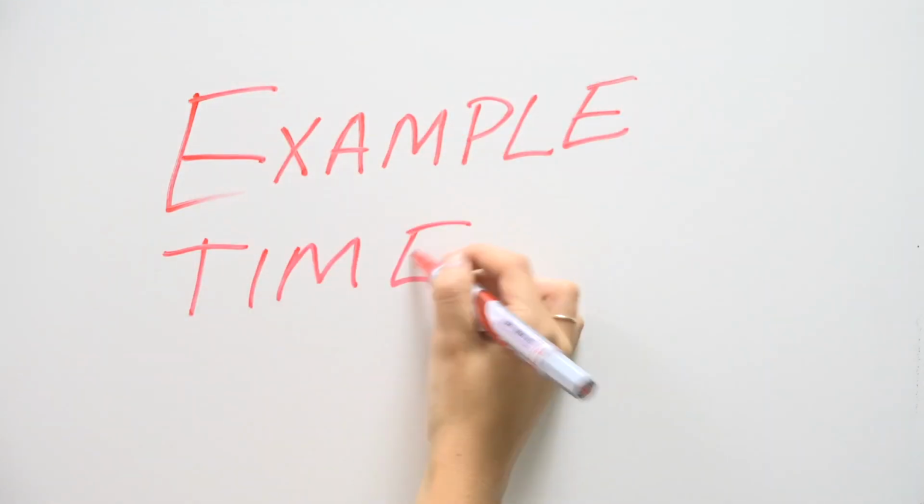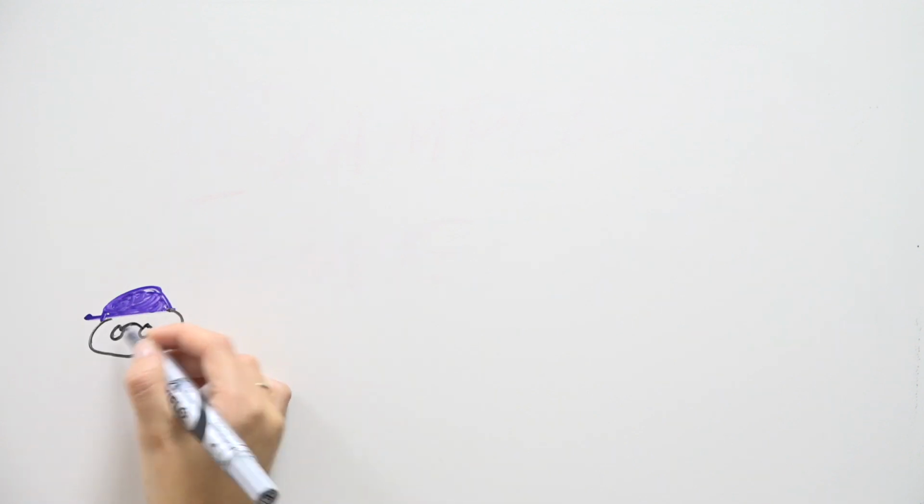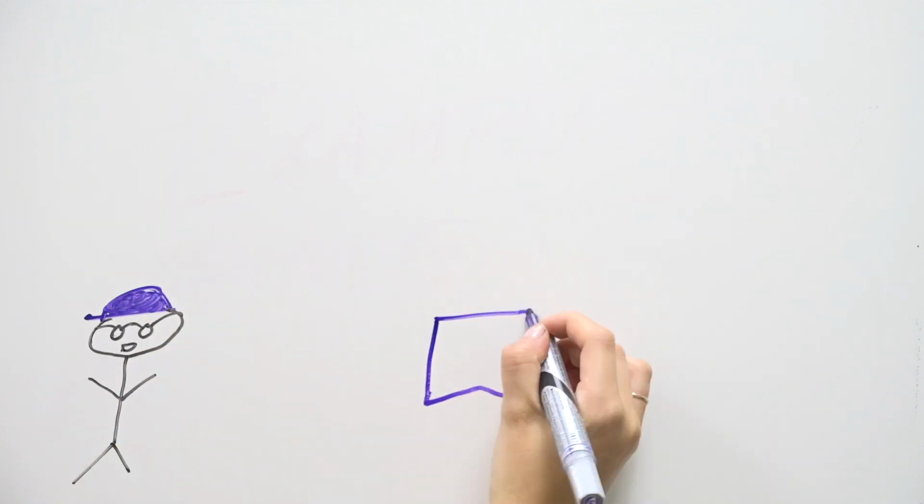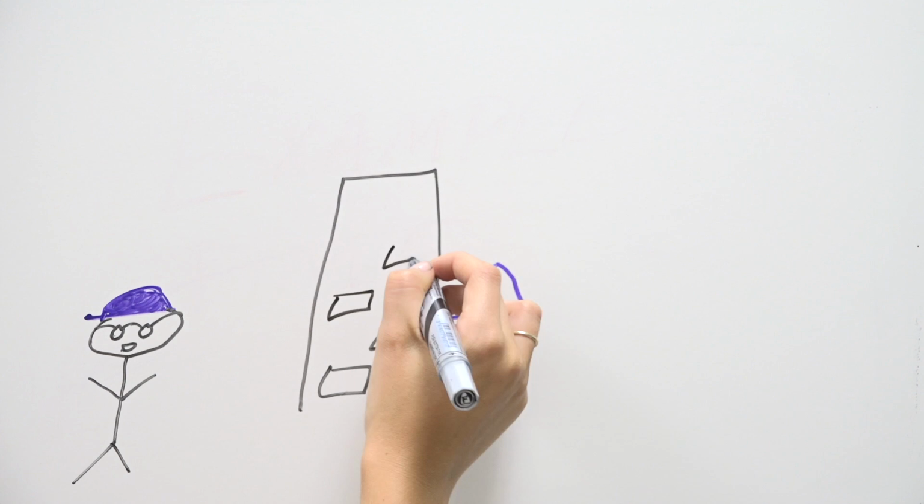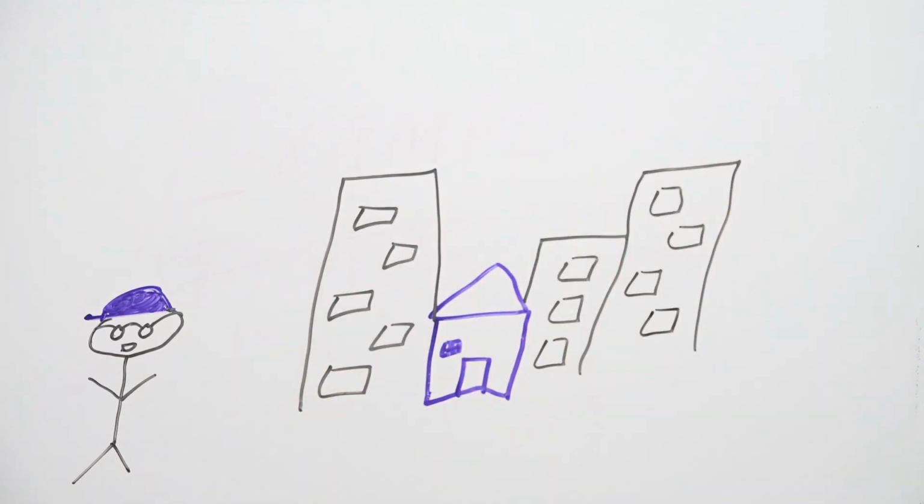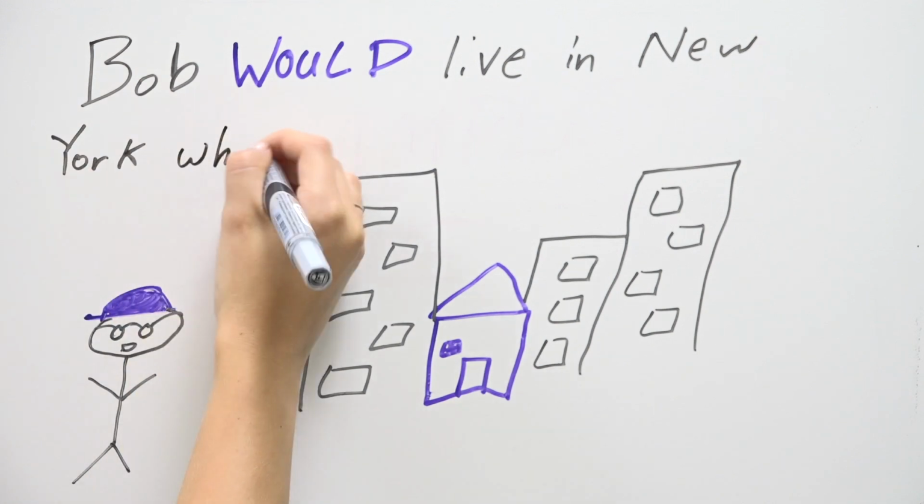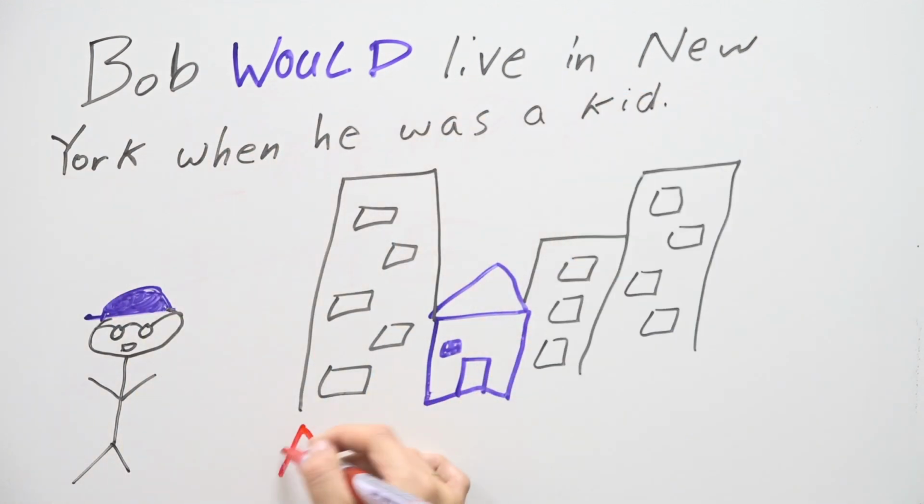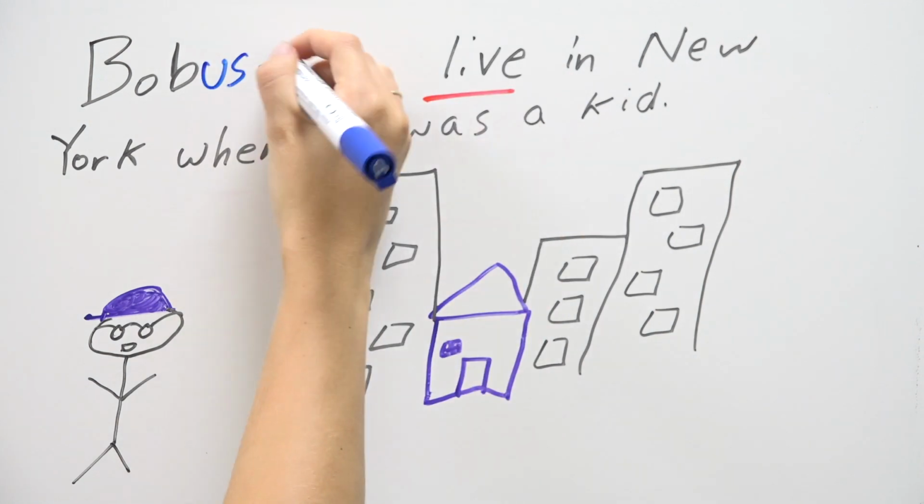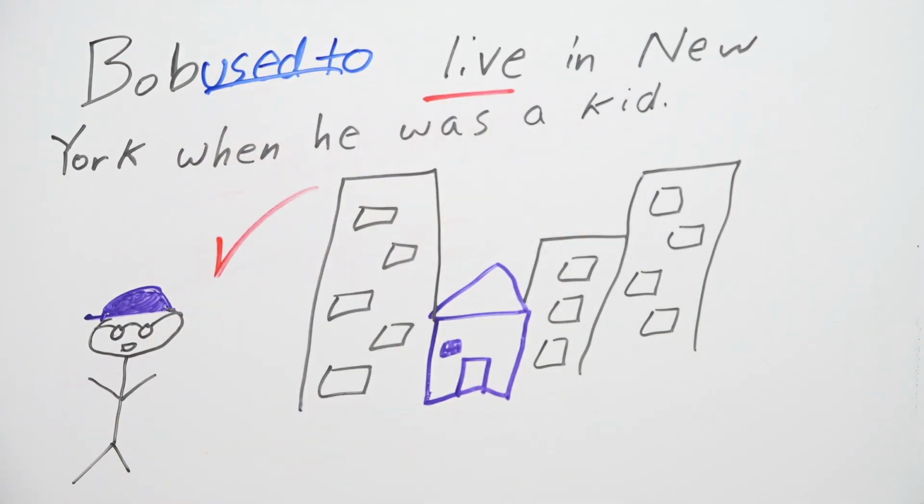Example time. Young Bob. Let's use the verb live for an example. Bob would live in New York when he was a kid. That's really awkward because of this stative verb. But if we use the word used to, it makes sense.